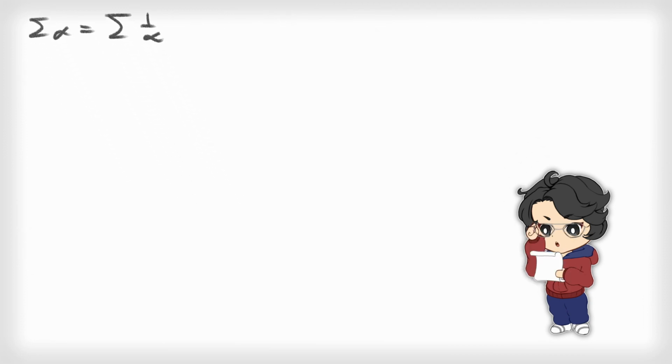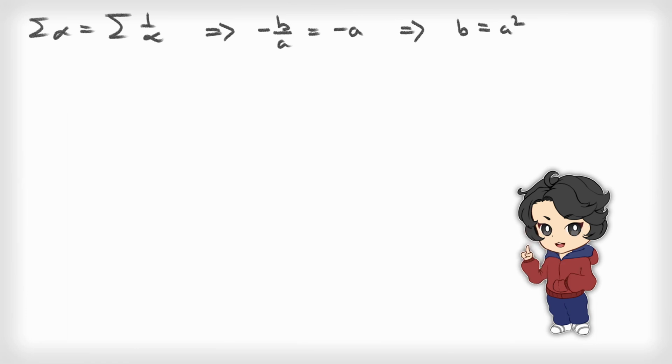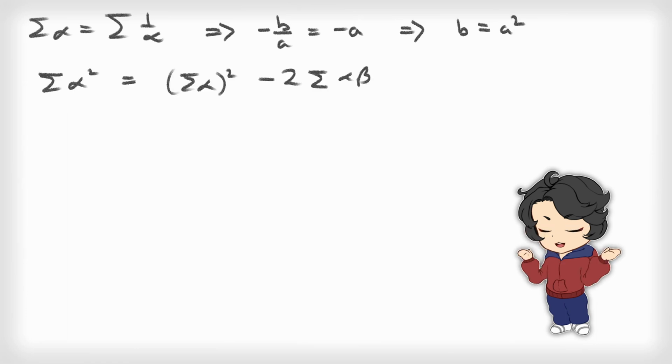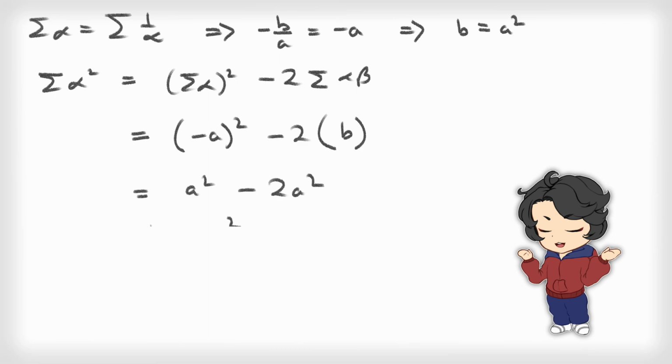Since it's already given that the sum of alpha equals the sum of 1 by alpha, we can generate a substitution like this. Then, we can try establishing our sum of alpha squared formula. If we substitute in the values, we end up with this. While getting the minus a squared might not ring any red alerts right from the get-go, I'd like you to recall that the sum of alpha squared is actually an expression like this.